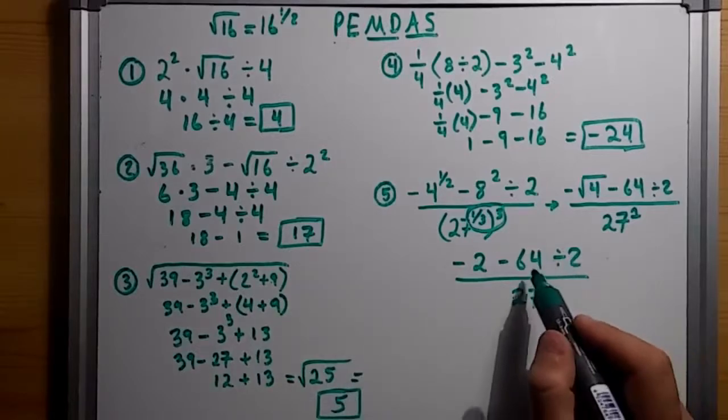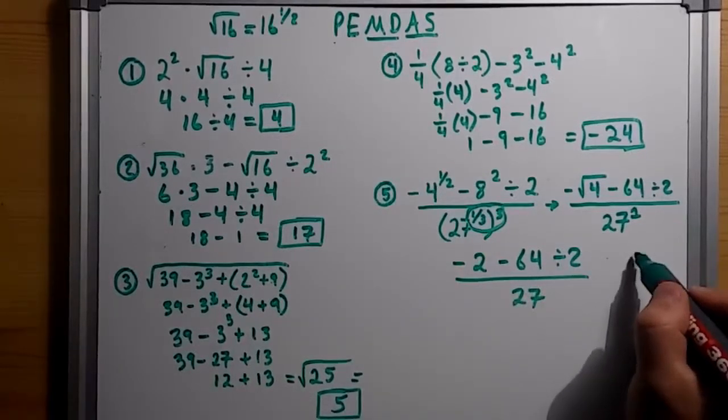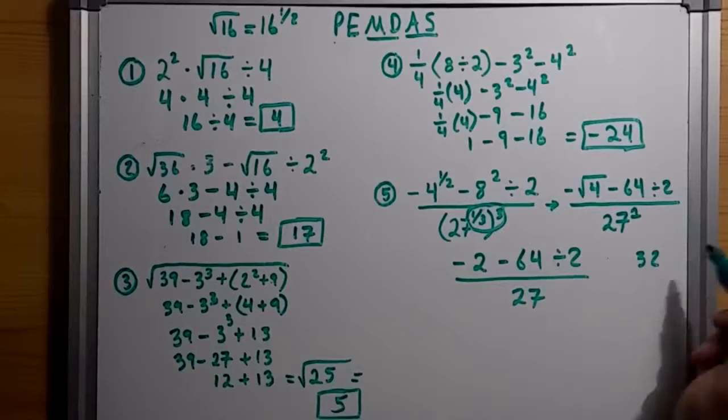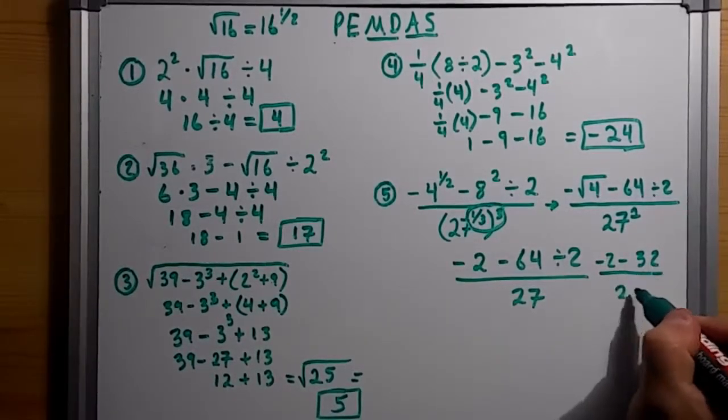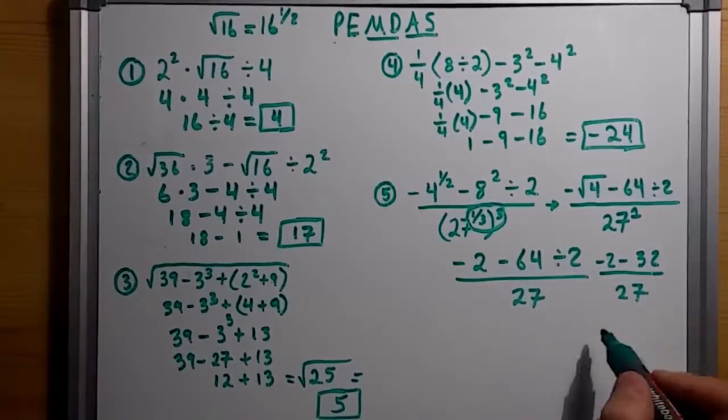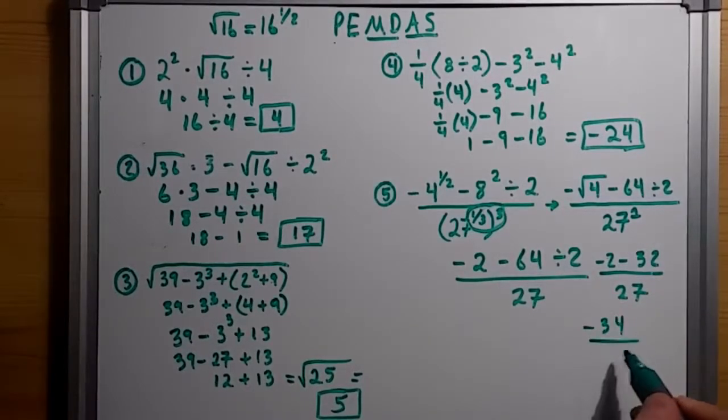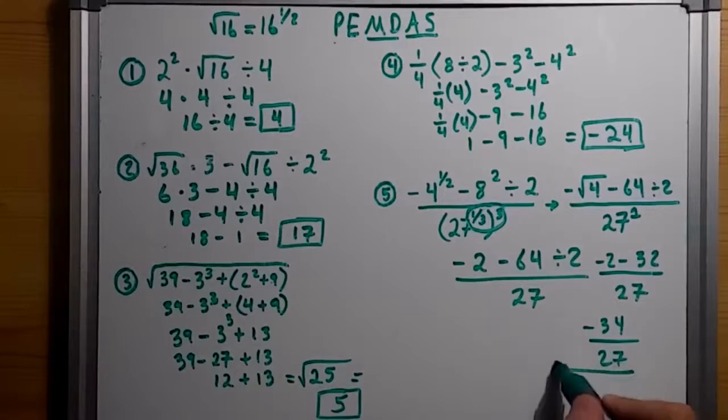Take care of the division. 64 divided by 2 is going to give me 32. And I have negative 2 minus 32 over 27. Negative 2 minus 32 is going to be negative 34. And 27 is going to stay on the bottom there.